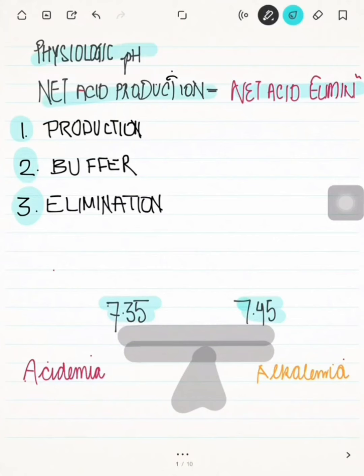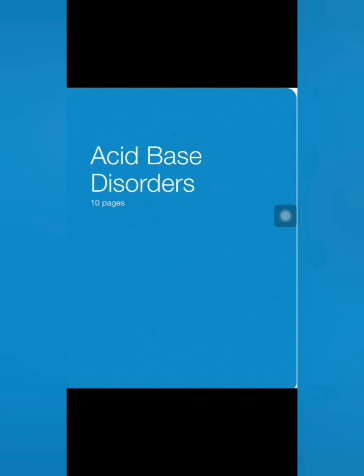Number one is production of acid. This is a consequence of normal metabolism. Carbohydrates, when broken down, produce carbon dioxide. Once the body has produced acid as part of a physiologic or pathologic process, it needs to be transported to the kidneys and lungs for excretion.